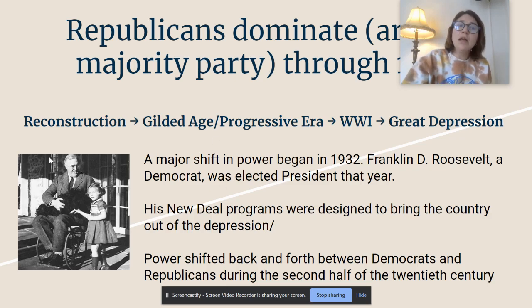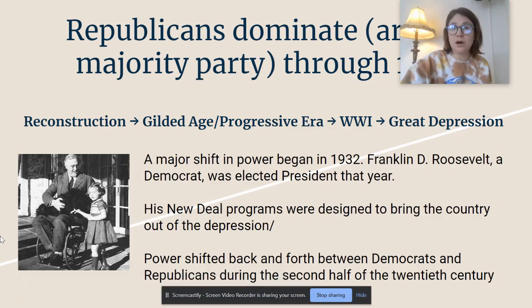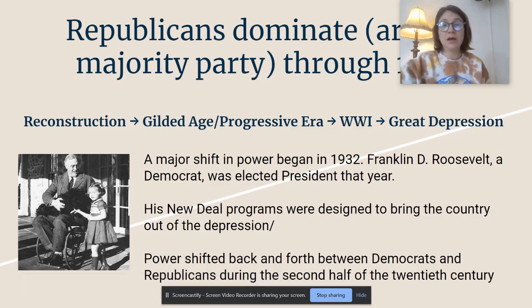Just a little side note here. This image is one of the very few images of FDR in his wheelchair. He was physically disabled because he had contracted polio as a child and he really couldn't walk. As president, he took great care to make sure that no one spread around images of him in his wheelchair. He wanted to project an image of strength, and he didn't want people to see him as physically handicapped.